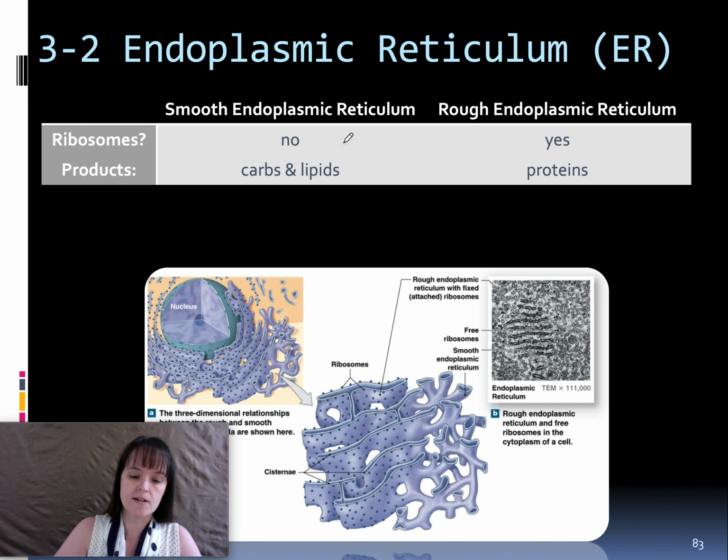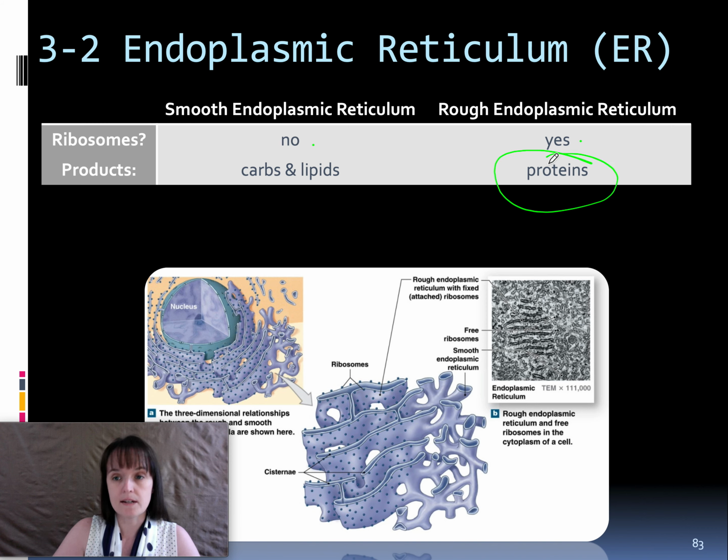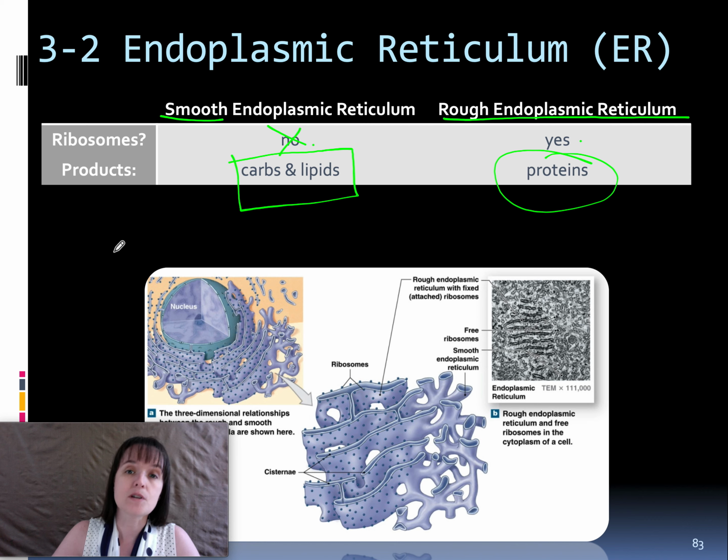So the SER, does it have ribosomes? No. Does the RER have ribosomes? Yes. So what do ribosomes make? Protein. So we said that the fixed ribosomes make proteins for use outside the cell because they get transported by the rough endoplasmic reticulum. The smooth endoplasmic reticulum has no ribosomes, so it can't make proteins. What does it make if it can't make proteins? It makes carbs and lipids. And to be clear, these are the proteins that are for use outside the cell. Okay. There's the rest of that picture.